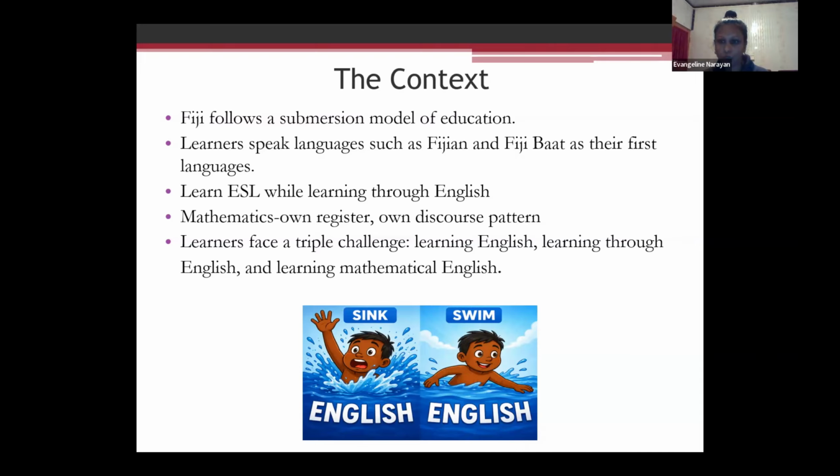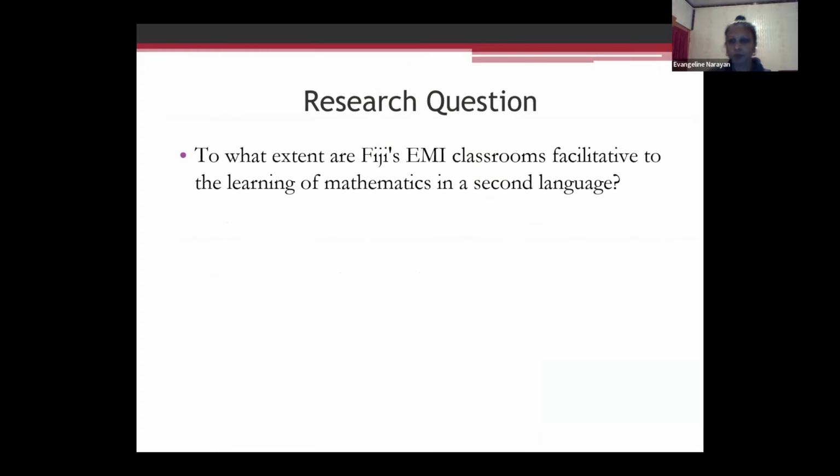But mathematics also presents an additional layer of challenge, I would say, because mathematics has its own register, it has its own discourse pattern, so it functions as a second language in its own right. Therefore, I would say that learners face a triple challenge: learning English, learning through English, and learning mathematical English. The presentation today is going to focus on the research question: to what extent are Fiji's EMI classrooms facilitative to the learning of mathematics in a second language.